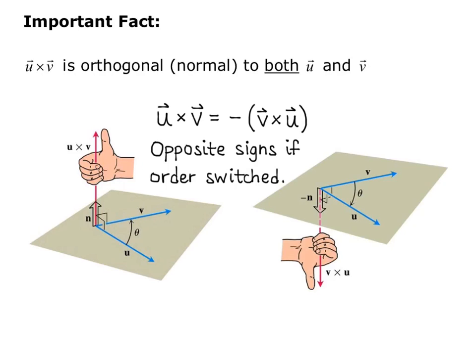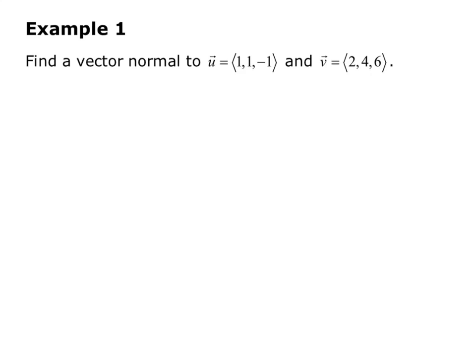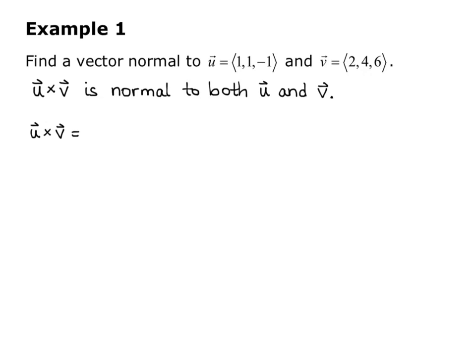So let's do an example where we want to find a vector normal to u equals 1, 1, negative 1, and v equals 2, 4, 6. So remember what we just went over. u cross v is normal to both u and v. It makes a 90-degree angle to both vectors. So all we have to do is take the cross product of these two vectors.